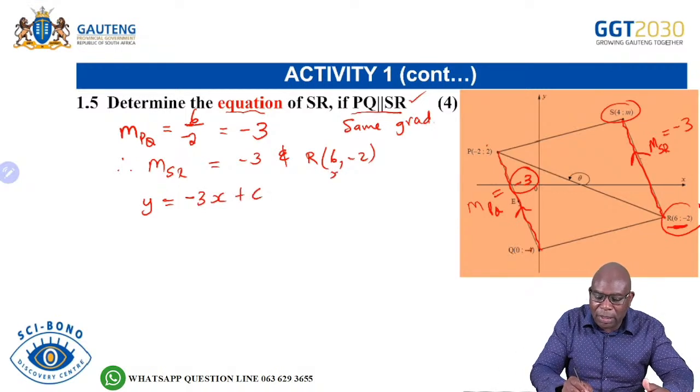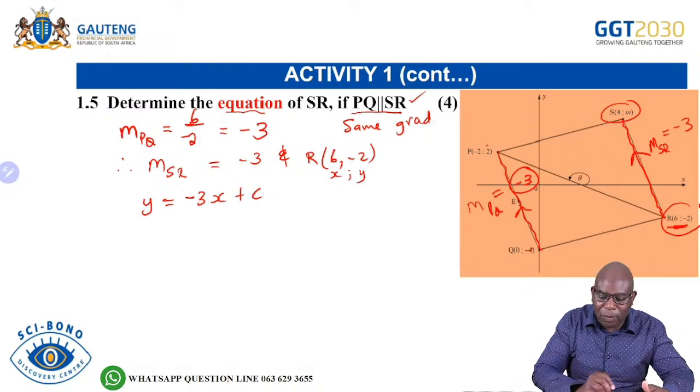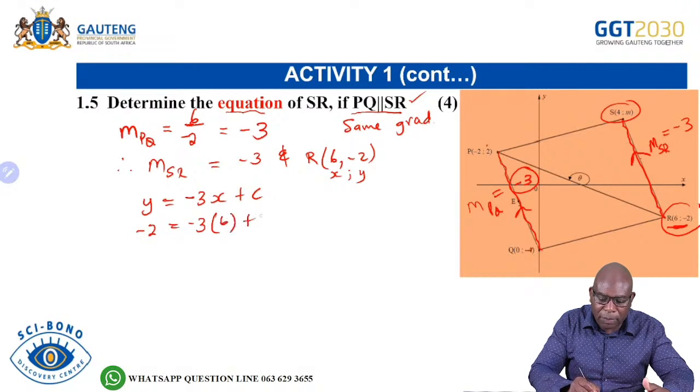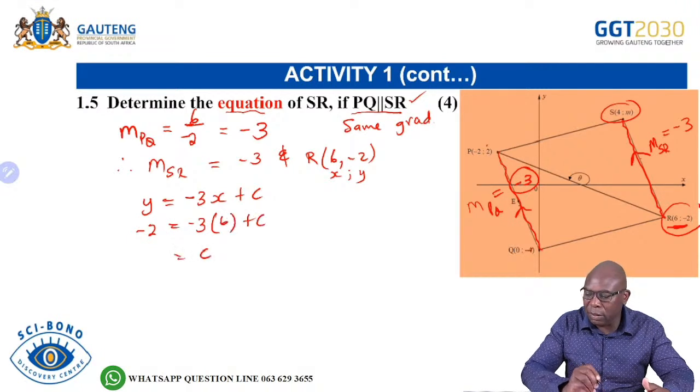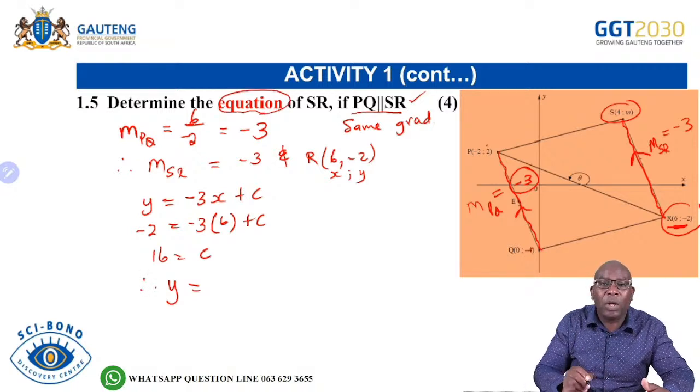Then this point here is x and y. Substitute it there to get my value of c. So my y value is going to be negative 2. Then my x value there is going to be 6, and then plus c. Then my c value is going to be 16. Then I can write down my equation, remember they said we must determine the equation. So it's y equals negative 3x plus 16.